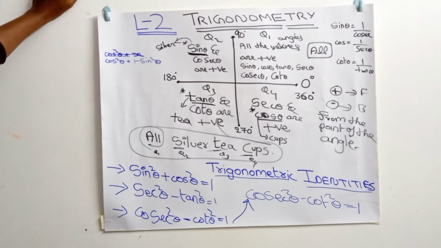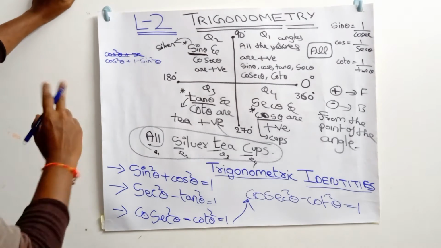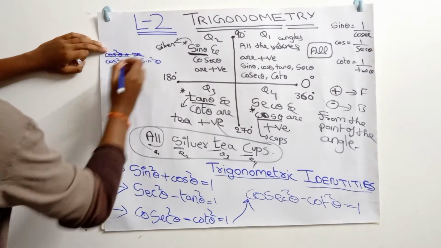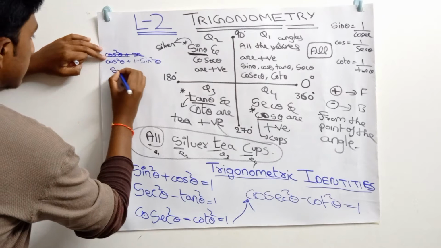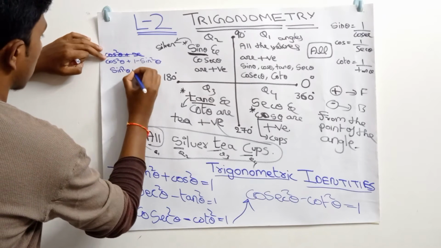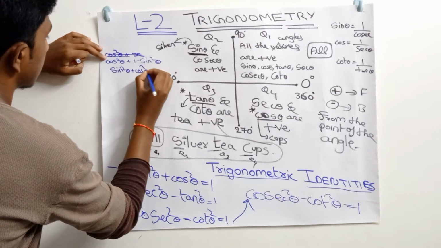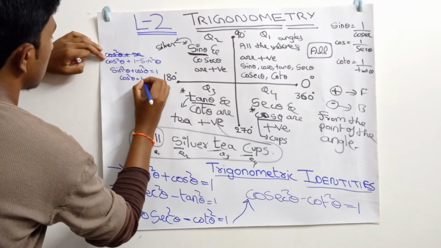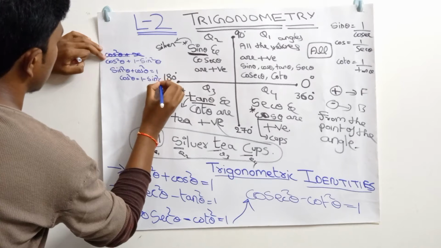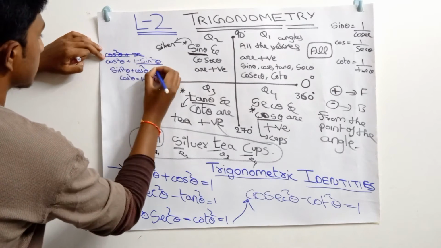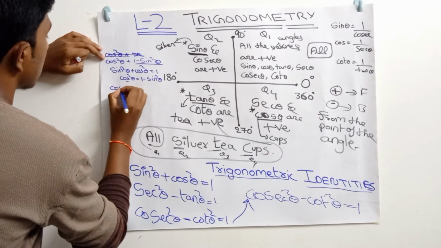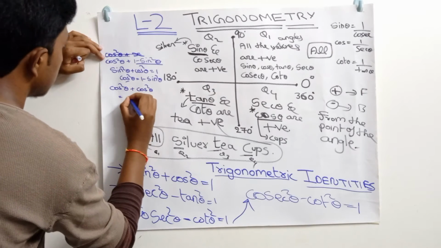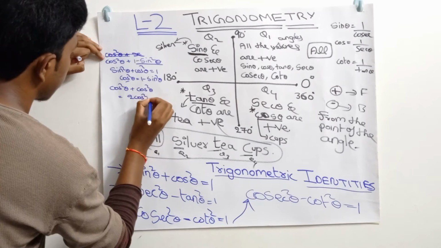So now we have to solve the problem. I know the identity as sin square theta plus cos square theta is equals to 1. That means cos square theta is equals to 1 minus sin square theta. That means this can be replaced by cos square theta. Cos square theta plus cos square theta is equals to 2 cos square theta.